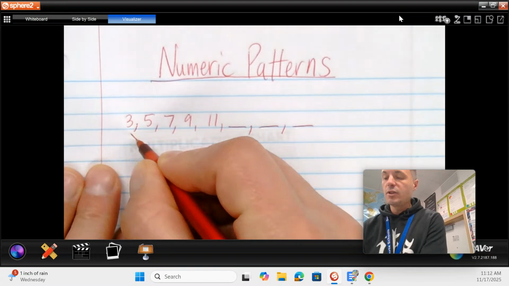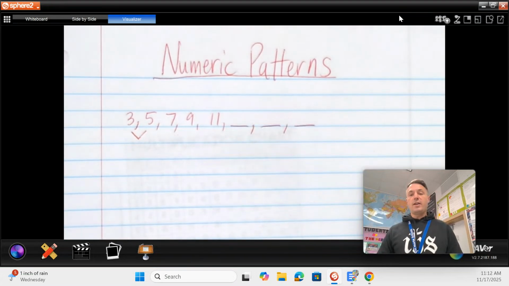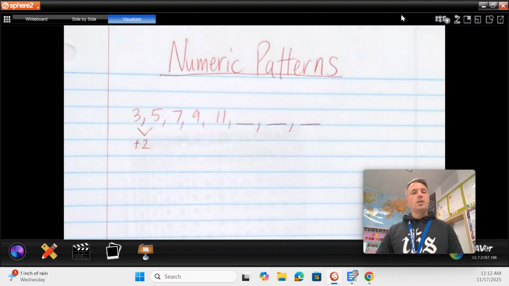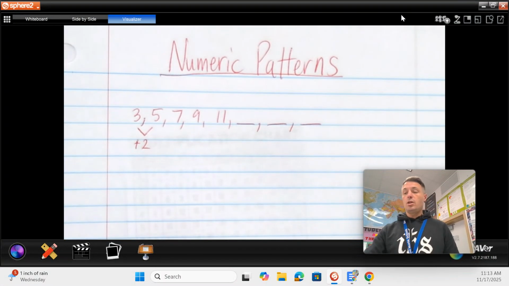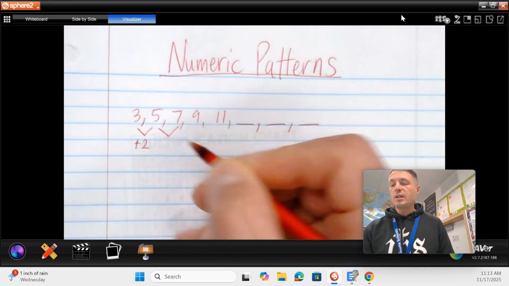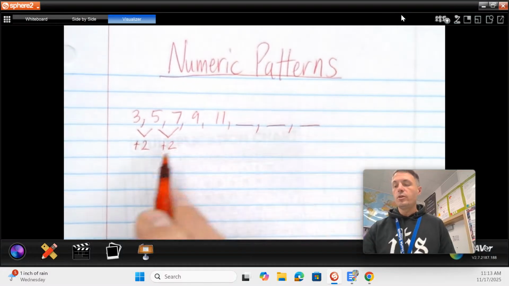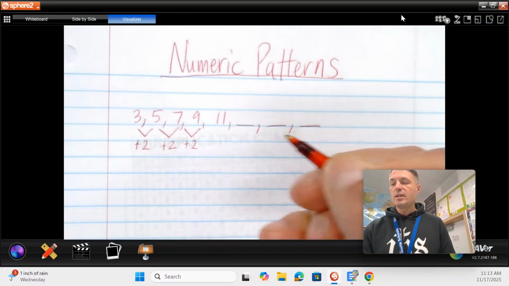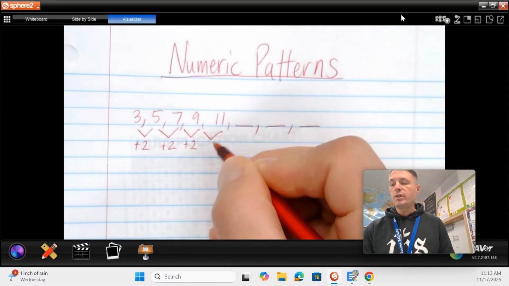So we think, what do we have to do to 3 to get to 5? Well, we can't multiply anything. We can't multiply any whole number times 3 to reach 5, but we can add 2 to 3 in order to reach the next number, 5. And what can we do to 5 in order to get to 7? Well, we can add 2. And notice it's the same. And it's also add 2 to get from 7 to 9, and it's also add 2 to get from 9 to 11.